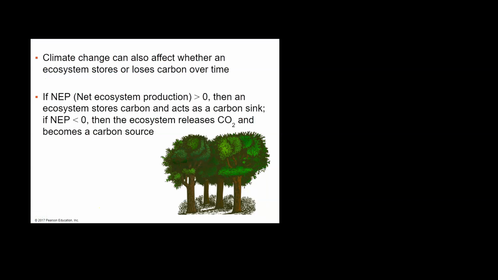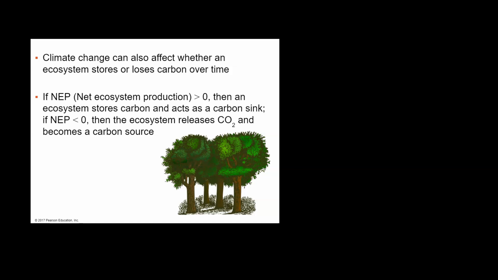So another thing we want to look at is the effect on the carbon cycle. Climate change and other human activities can also affect whether an ecosystem is storing or losing carbon over time. If an ecosystem is storing carbon, then it's called a carbon sink. If it's losing it, it's a carbon source. And we can actually tie that to the production level that's occurring. So the net ecosystem productivity, so the producers, how active they are, is going to determine whether an ecosystem is actually a sink or a source.